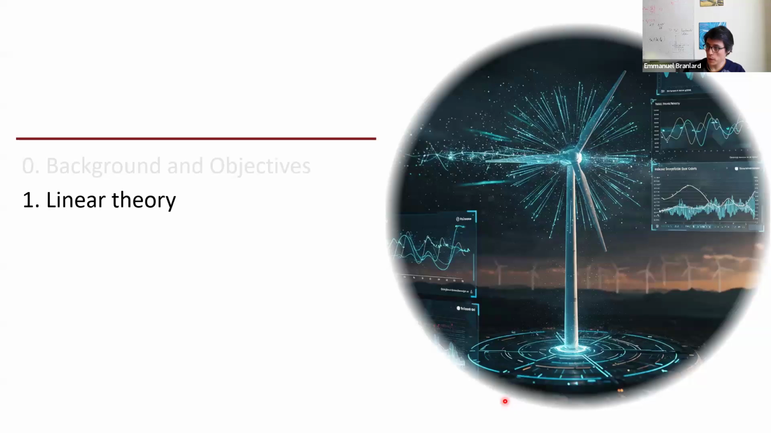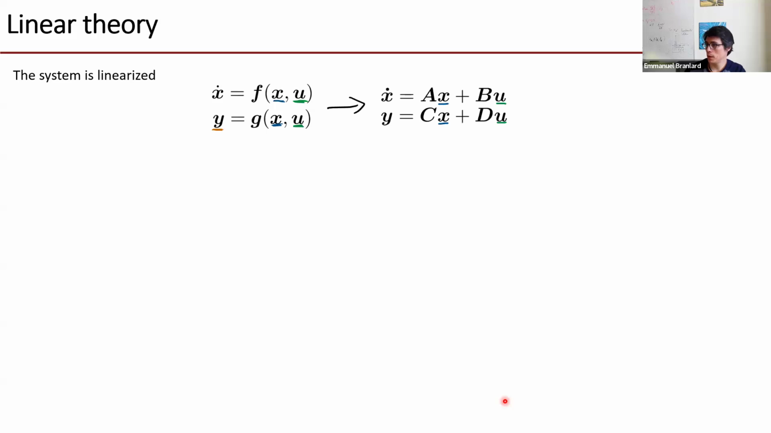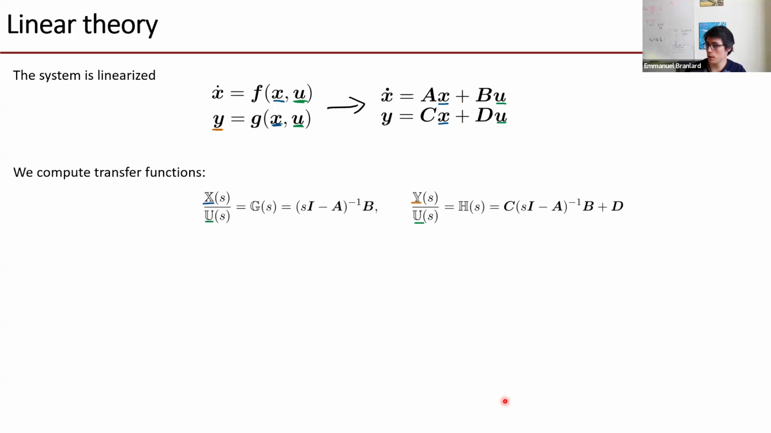So stochastic linear theory is very close to linear theory, but it accounts for the fact that everything has a stochastic process behind it, basically. It is presented in a way that is slightly different than when you do linear theory in general. But again, it's linear, so we linearize our system into some A, B, C, D matrices that relate states and inputs. From those matrices, we can compute transfer functions. Those are transfer function matrices in general.